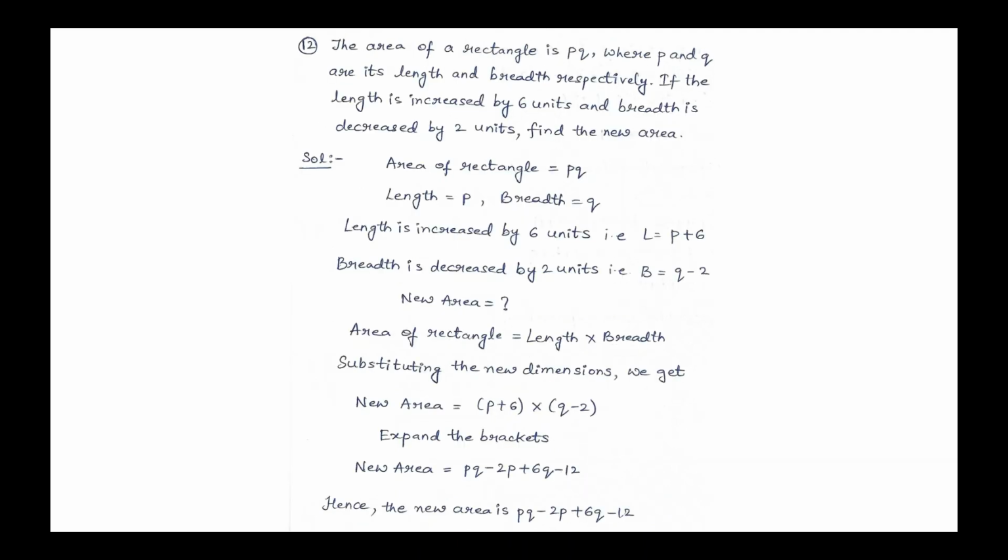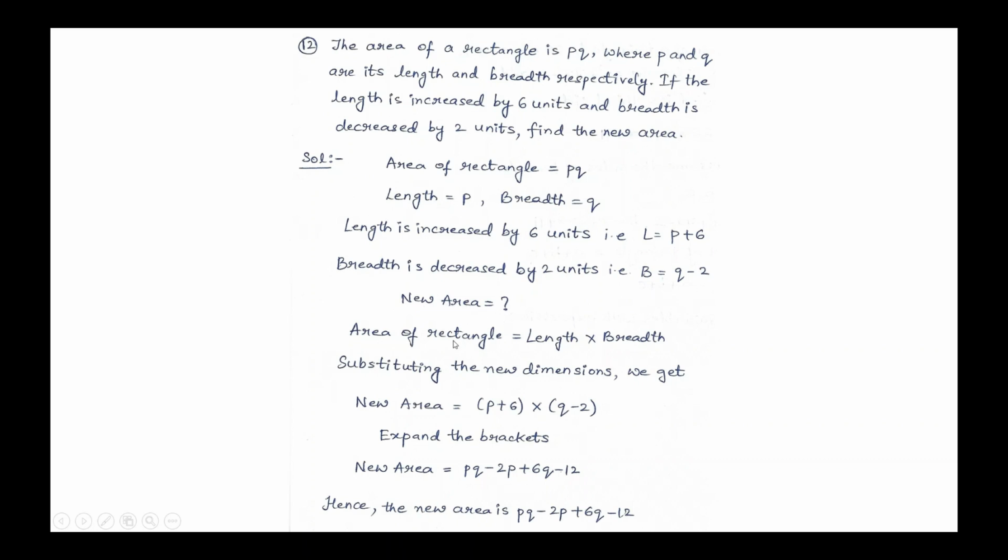The 12th question is, the area of a rectangle is PQ, where P and Q are its length and breadth respectively. If the length is increased by 6 units and breadth is decreased by 2 units, find the new area. The solution is, we are given that the area of the rectangle is equal to PQ, length is equal to P, and breadth is equal to Q. We are also given that the length is increased by 6 units, that is, new length L is equal to old length, which is P plus 6. Similarly, the breadth is decreased by 2 units, that is, new breadth B is equal to old breadth, which is Q minus 2. We need to find the new area.